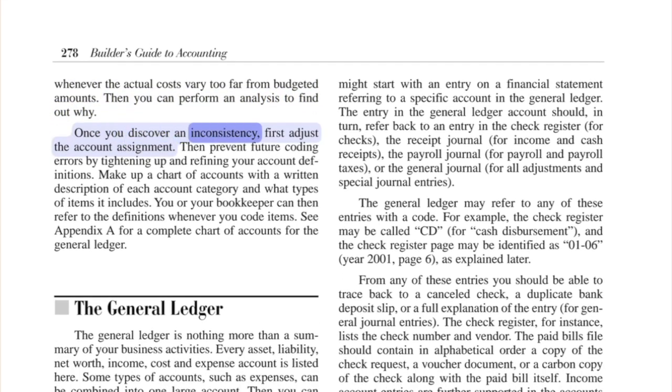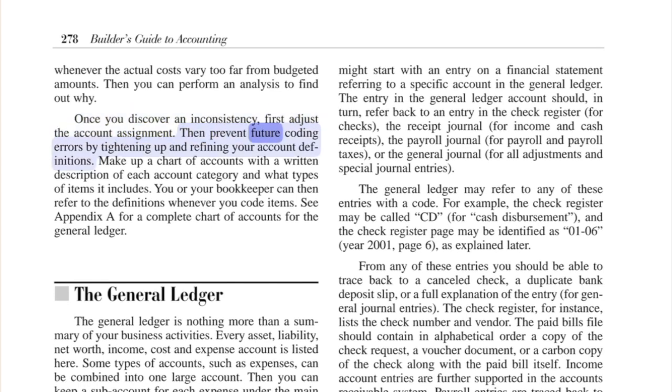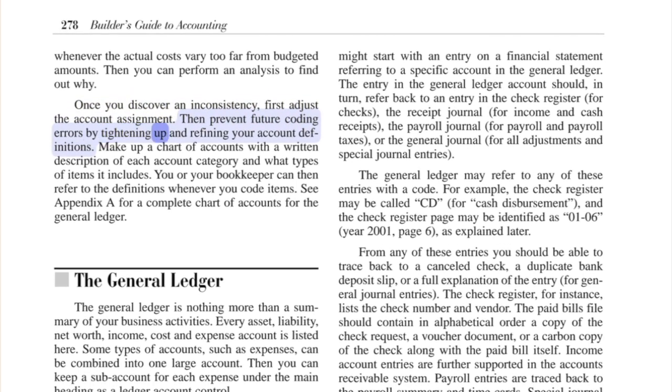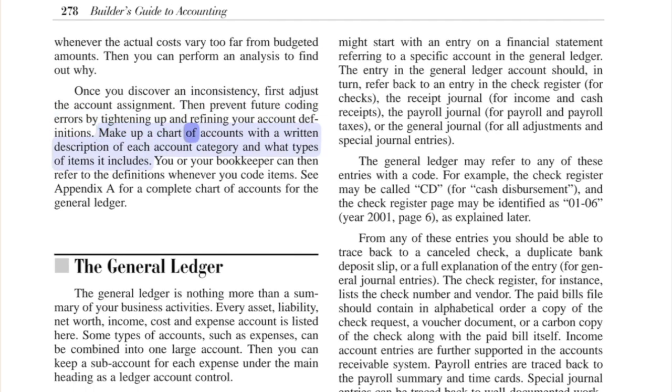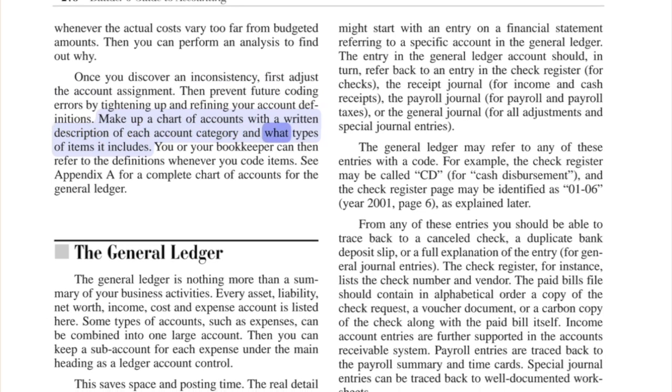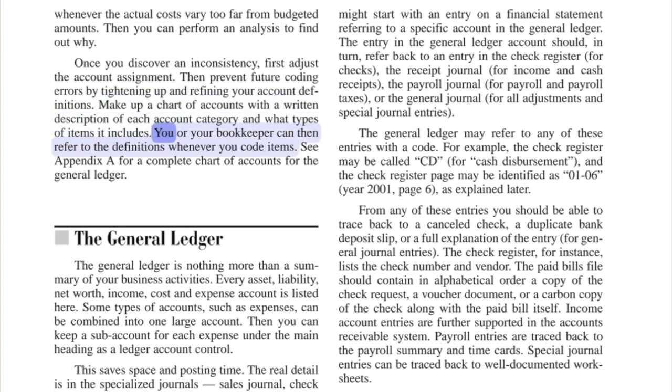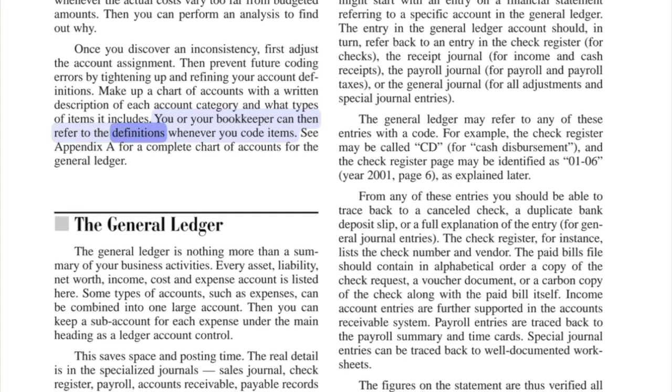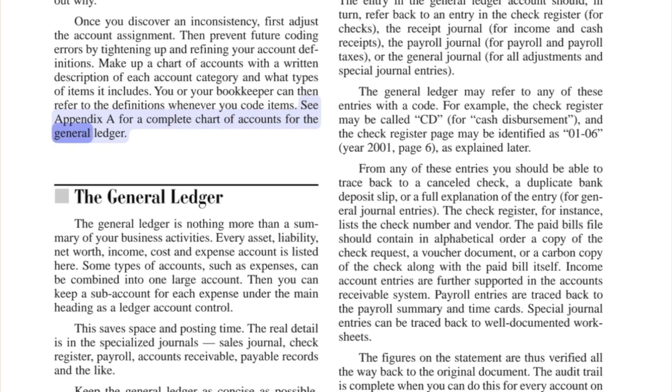Once you discover an inconsistency, first adjust the account assignment, then prevent future coding errors by tightening up and refining your account definitions. Make up a chart of accounts with a written description of each account category and what types of items it includes. You or your bookkeeper can then refer to the definitions whenever you code items. See Appendix A for a complete chart of accounts for the general ledger.